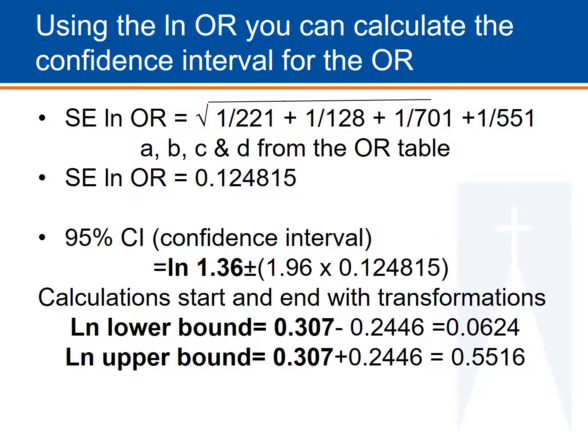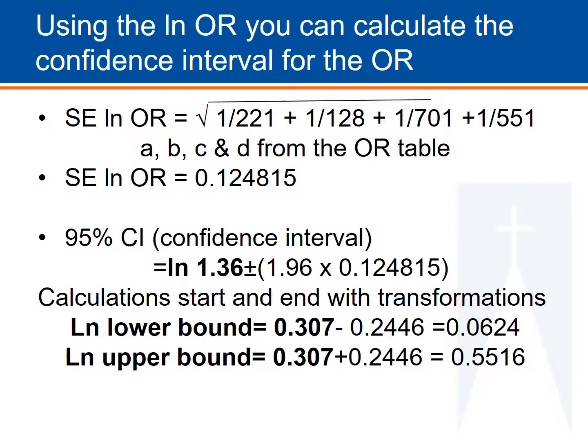So here I'm giving you the example from the worksheet. First, calculating the standard error for the natural logarithm of the odds ratio. So in order to get that standard error, that's the standard error you need for your confidence interval, you're taking the square root of the inverse of A, B, C, and D. So in this case, I had a 2x2 table with the numbers 221, 128, 701, and 551. Take the inverse of all 4 values, add those up, and take the square root. That gives you the standard error of the natural logarithm of your odds ratio.